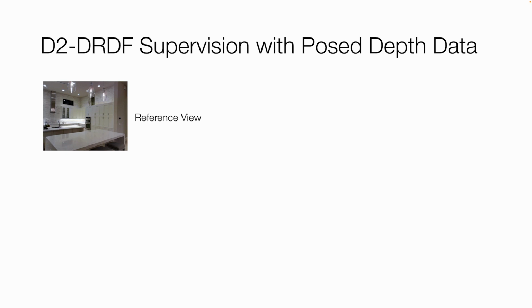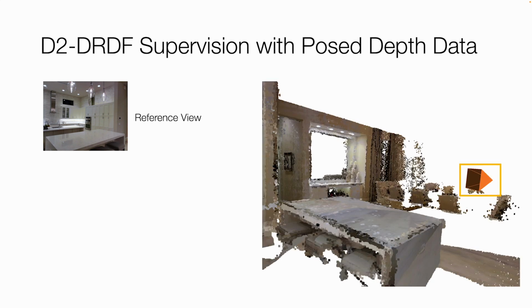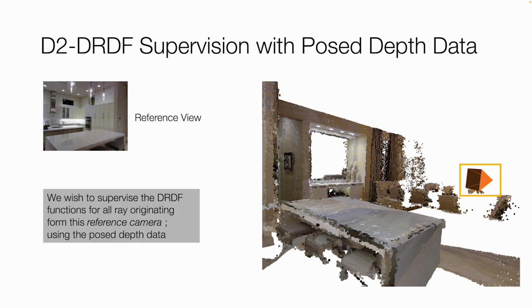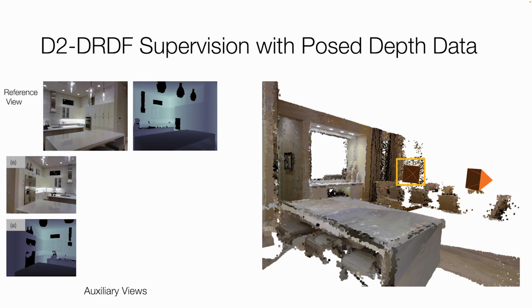How can we train a neural network to predict the DRDF for all rays in a single image by using posed RGBD data? On the right, we show the 3D of the scene and the camera. We now show how to use the posed depth data to supervise a DRDF for all rays originating from the reference view. Our key insight is to use auxiliary views to supervise occluded regions along rays originating from the reference view.